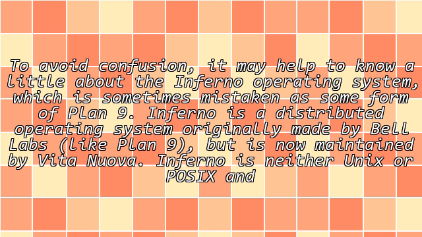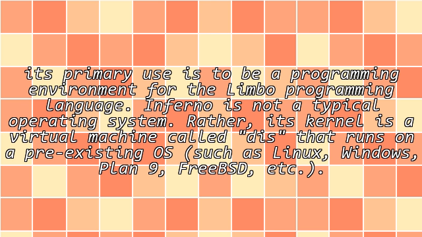To avoid confusion, it may help to know a little about the Inferno operating system, which is sometimes mistaken as some form of Plan-9. Inferno is a distributed operating system, originally made by Bell Labs like Plan-9, but is now maintained by Vita Nuova. Inferno is neither Unix nor POSIX, and its primary use is to be a programming environment for the Limbo programming language. Inferno is not a typical operating system. Rather, its kernel is a virtual machine called Dis that runs on a pre-existing OS such as Linux, Windows, Plan-9, FreeBSD, etc.